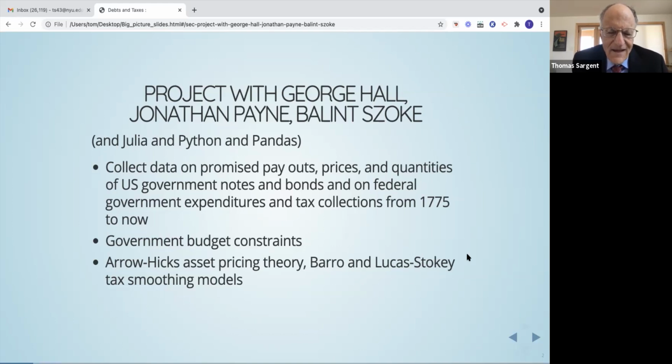Okay, so those are the data. And what we're going to do is we're going to stare at the data. Of course, if you just stare at data and ask them to speak to you, they won't tell you anything. So we need some quote unquote inductive biases to get them to speak to us. So what we're going to have is government budget constraints. And then we're going to have in the back of our head Arrow-Hicks asset pricing theory. And we're going to have two models of tax smoothing, one due to Barrow and one due to Lucas and Stokey.